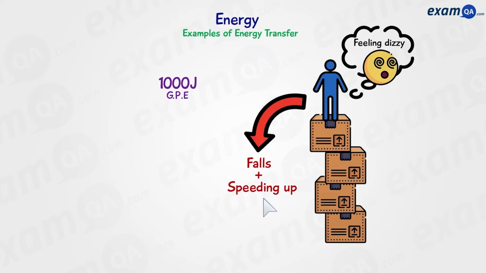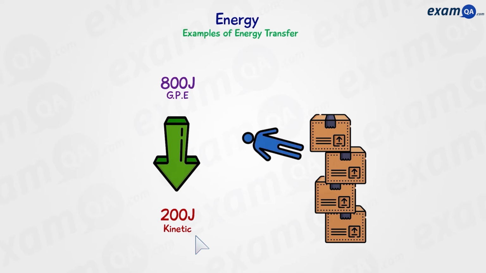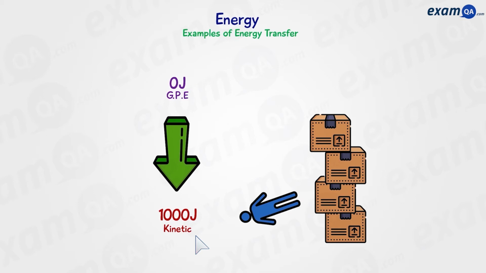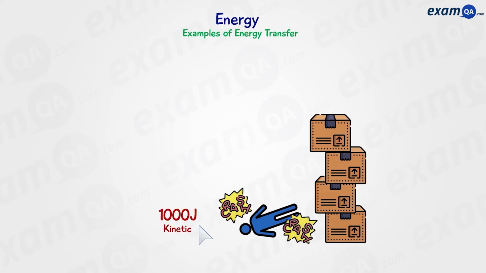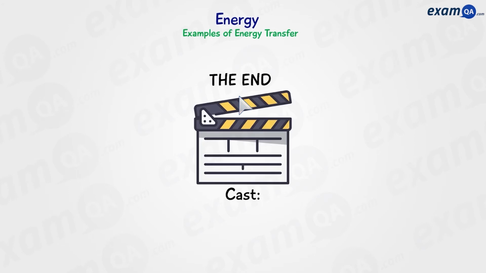As they're speeding up, that gravitational potential energy is converted into kinetic energy. And we can see that as they go lower and lower, they lose more of their gravitational potential energy and gain more kinetic energy. So just before they hit the ground, almost all the gravitational potential energy has been converted into kinetic energy. However, once the person finally lands and crashes, that kinetic energy becomes 0 as they have stopped moving. And that's the end of our example.